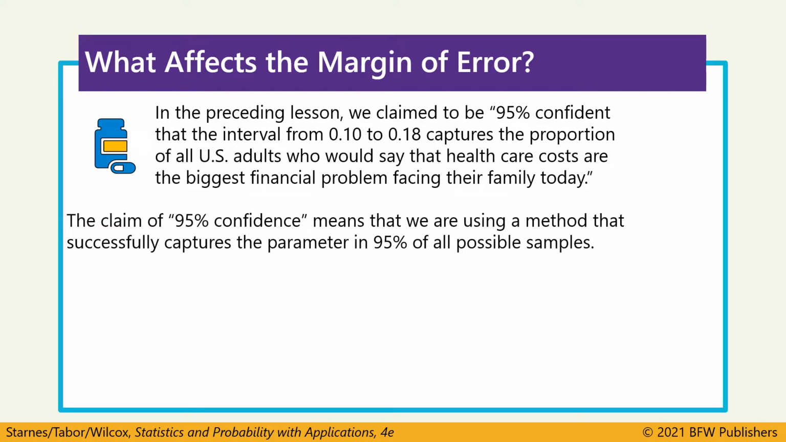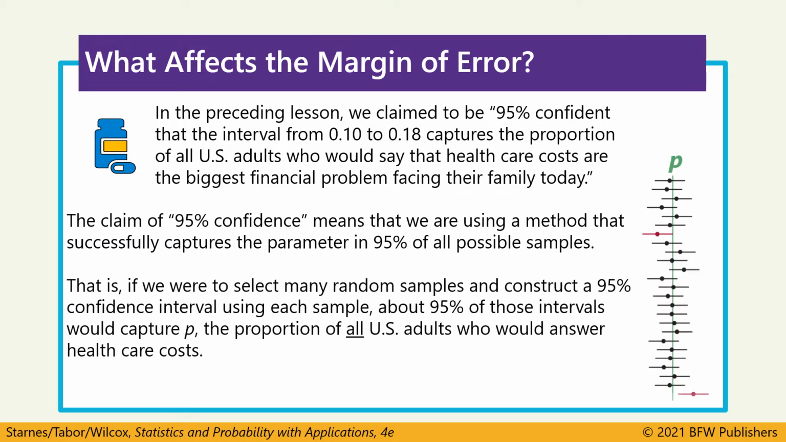The claim 95% confidence means that we're using a method that will successfully capture the parameter in 95% of all intervals created using this method. So let me take a second to explain that. On the right here, we have this image that has a number of different confidence intervals. This one right here, we can see that dot is representing the result of the sample. The lines that move out from the dot are representing the margin of error.